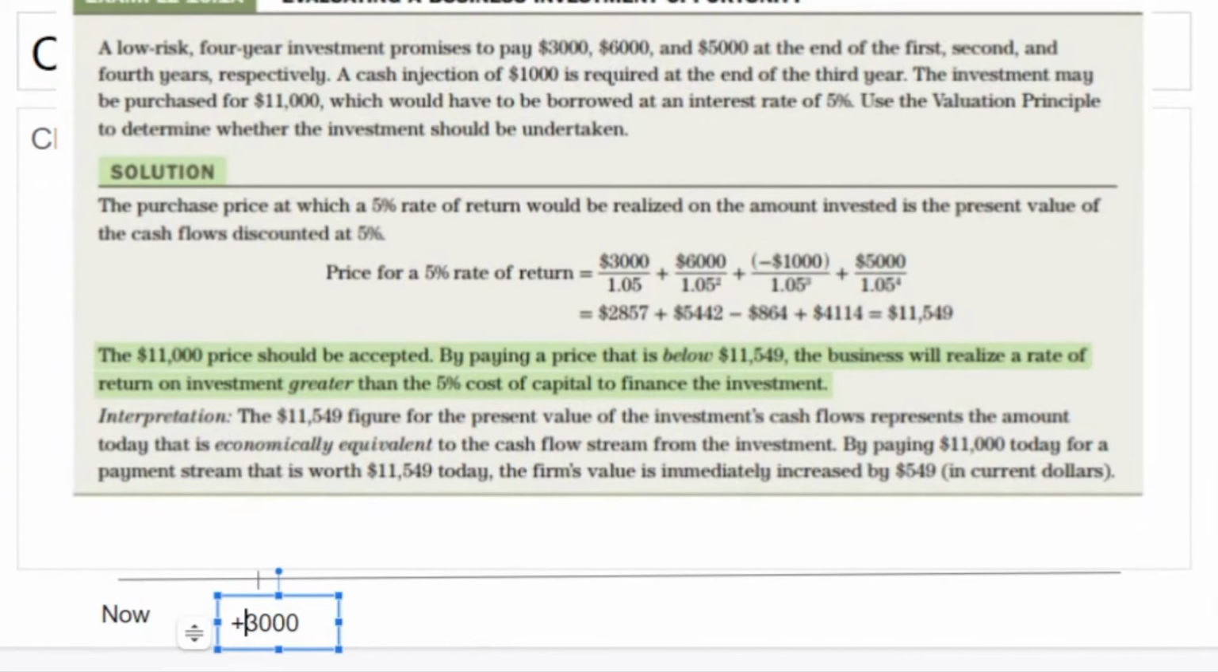And at the end of the second year, we have plus $6,000 coming in. So I'm going to make that the second year. And the fourth year, so we're going to miss one year, I'll put the little strokes in after. In the fourth year, we have $5,000 coming in. So effectively, this is where the positives are coming. This is money coming in.